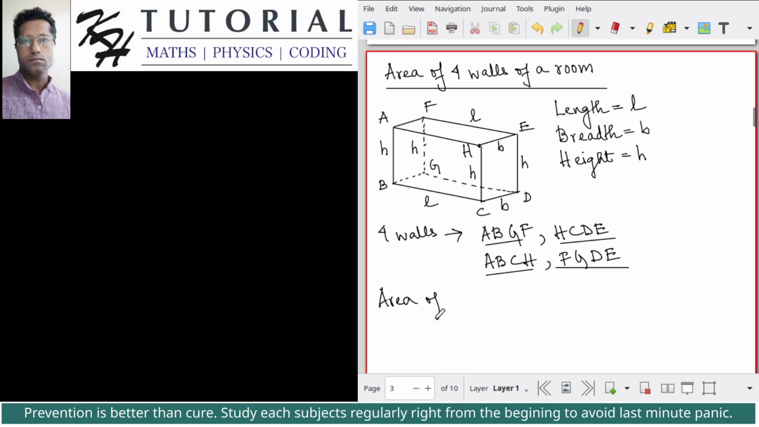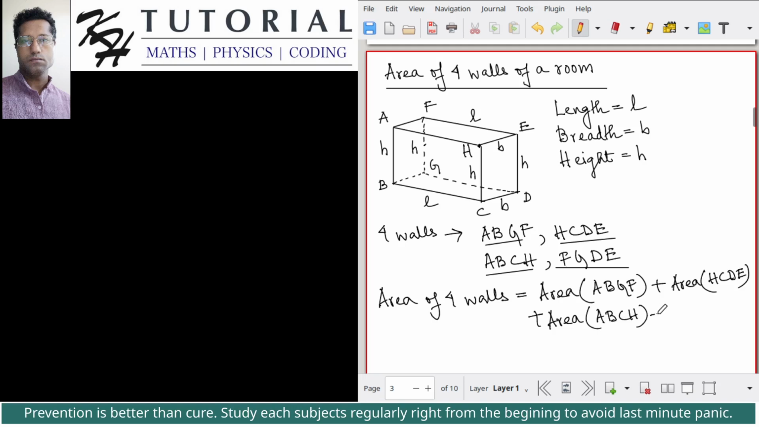So the area of four walls will be equal to the area of the rectangle ABGF plus the area of the rectangle HCDE plus the area of the rectangle ABCH plus the area of the rectangle FGDE. All the walls are rectangles.